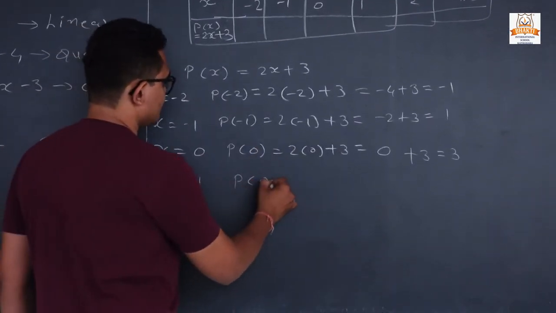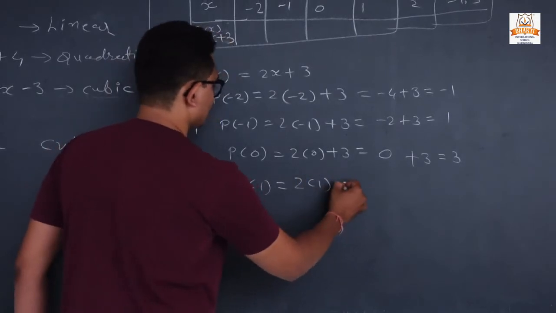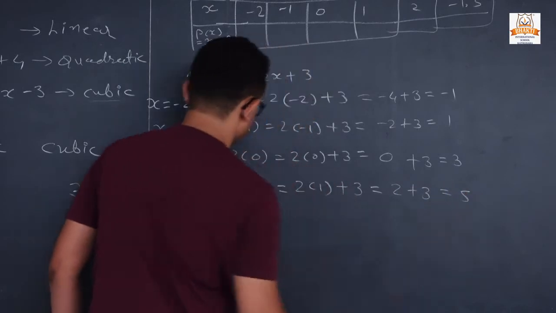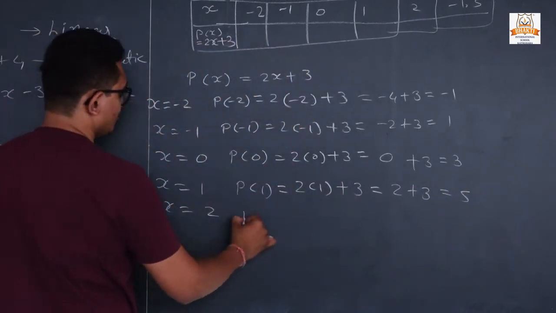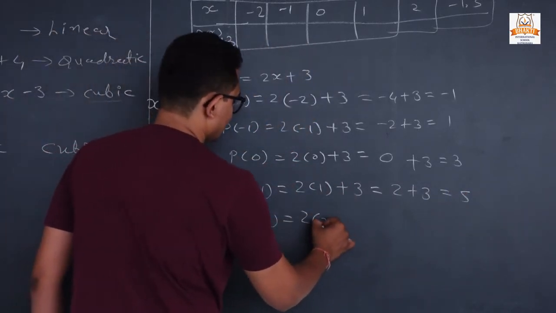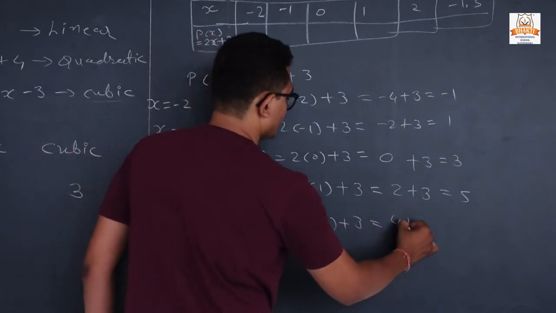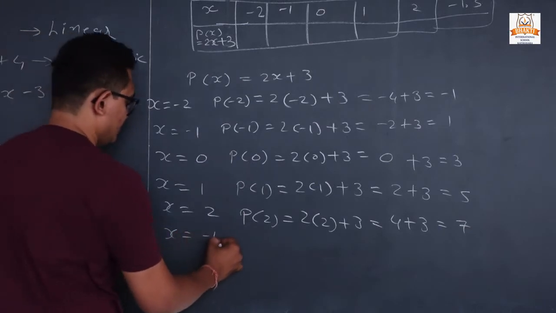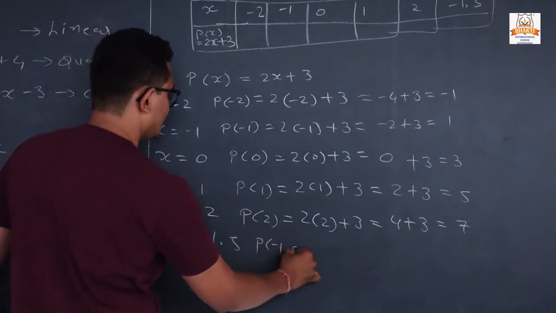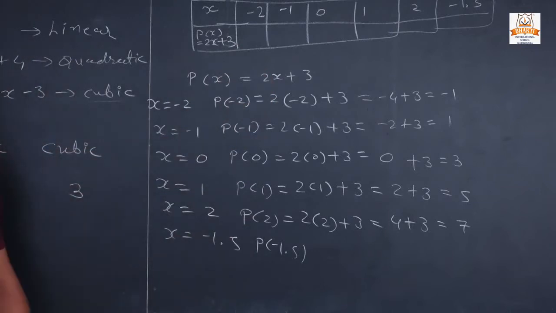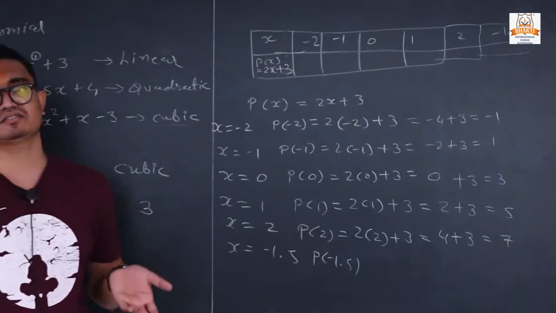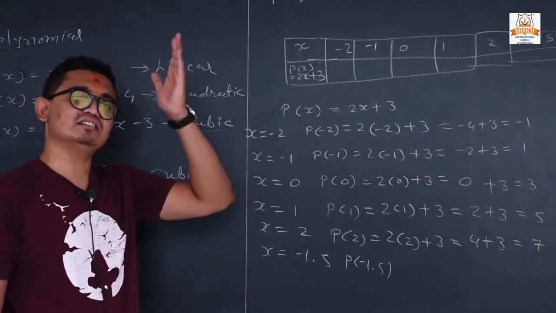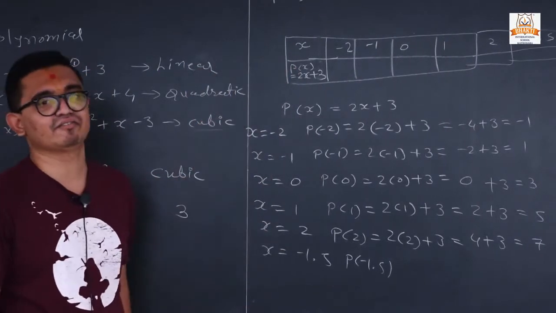Now we want to put 1. So p of 1 is equal to 2 in bracket 1 plus 3. So 2 1s are 2 plus 3. So it will be 5. Now x is equal to 2. So 2 in bracket 2 plus 3. So 4 plus 3, it will be 7. You can take any value like minus 3, minus 2, minus 1. If you take more values, you can get a more accurate graph.